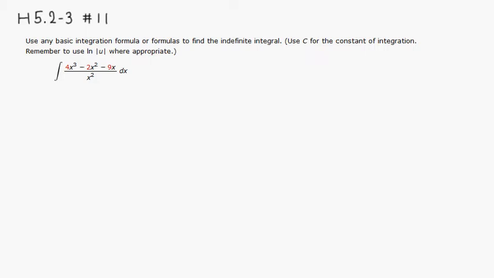First thing we do is split it into a bunch of little fractions. Fraction number 1, fraction number 2, and fraction number 3. The first one is just 4x cubed over x squared. Then you have a negative sign, so minus 2x squared over x squared, minus 9x over x squared. Then we just have 3 terms here, dx.